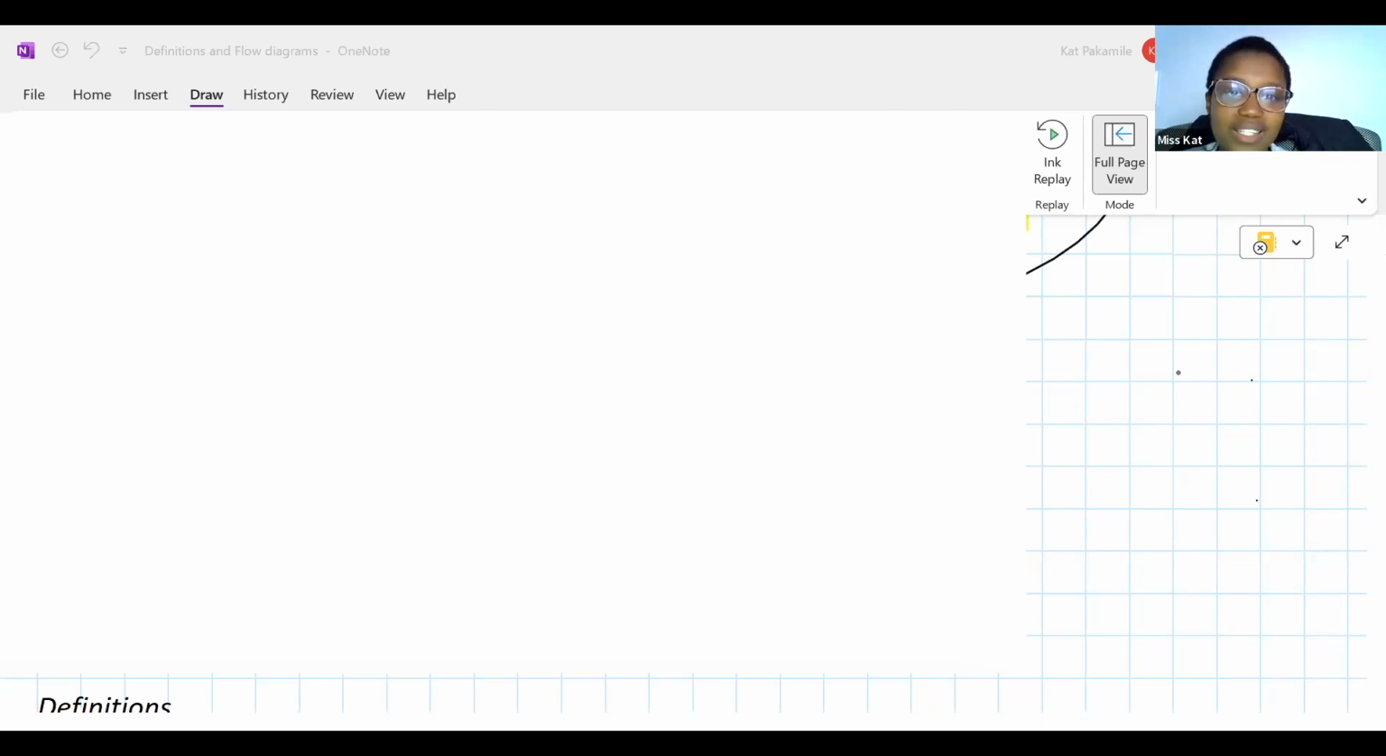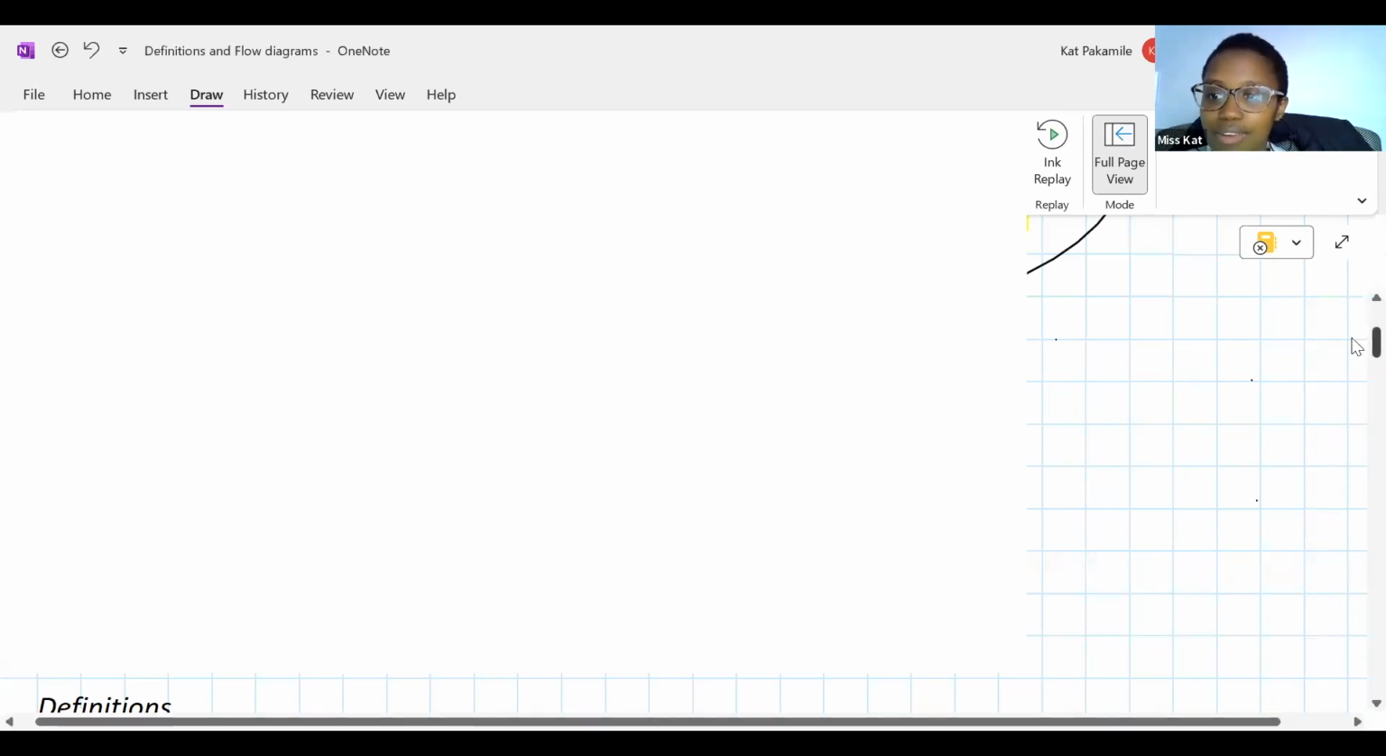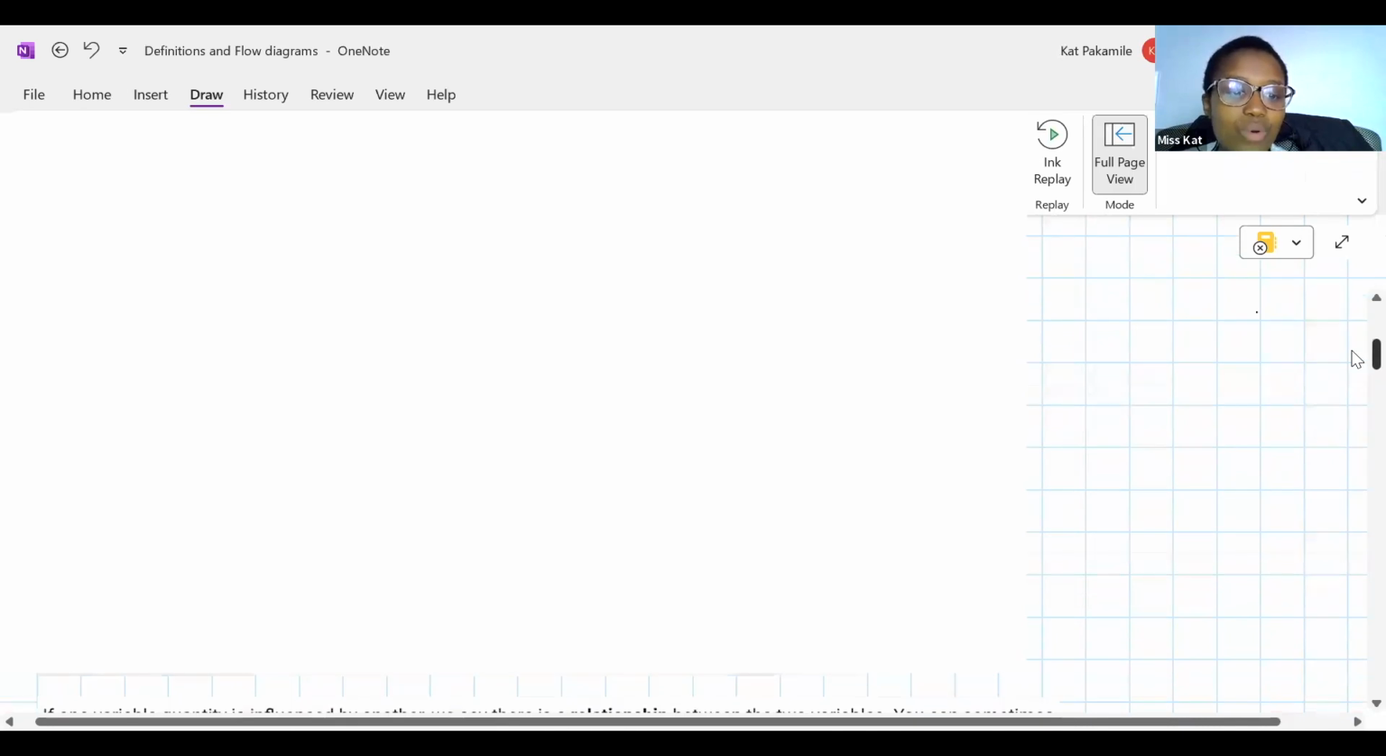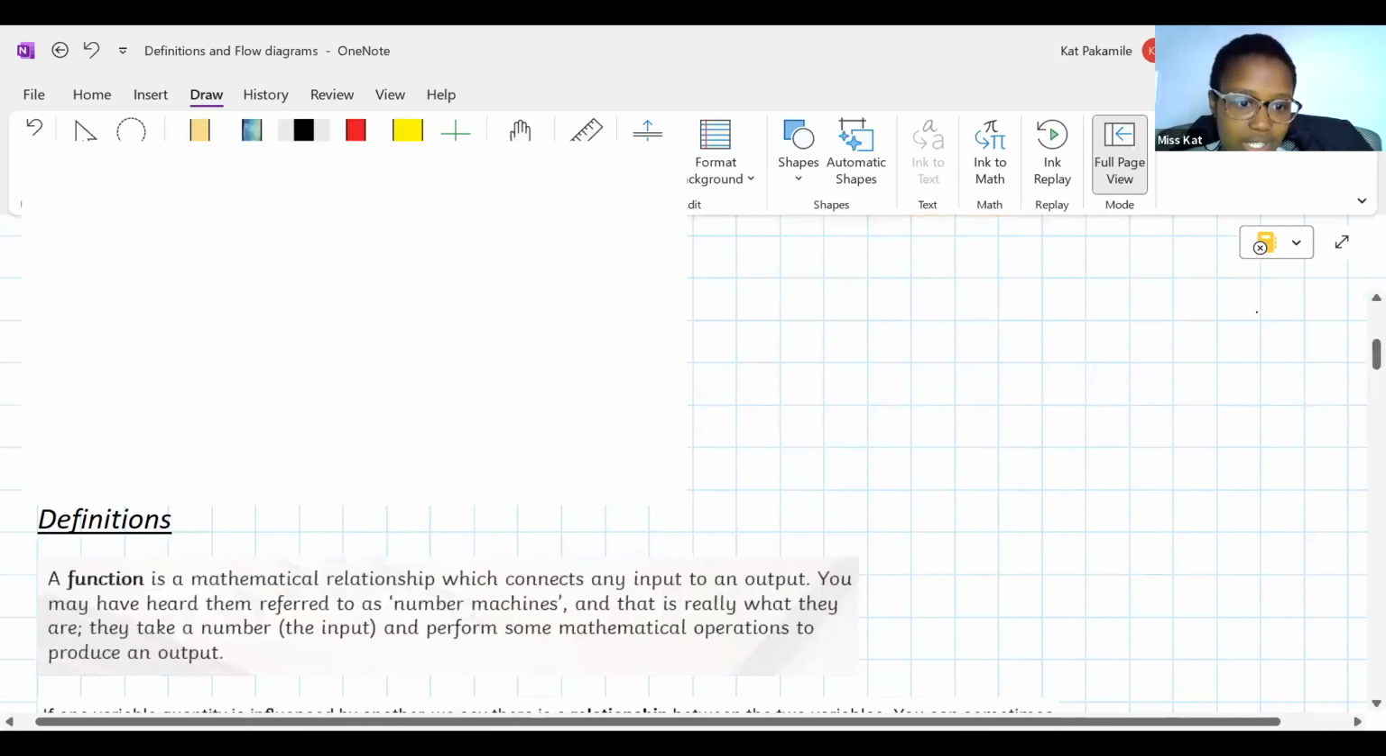Let's start with the lesson, okay? So we're doing flow diagrams today. I thought it was fitting to start with definitions.